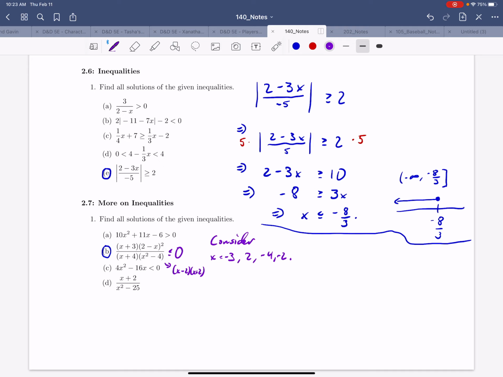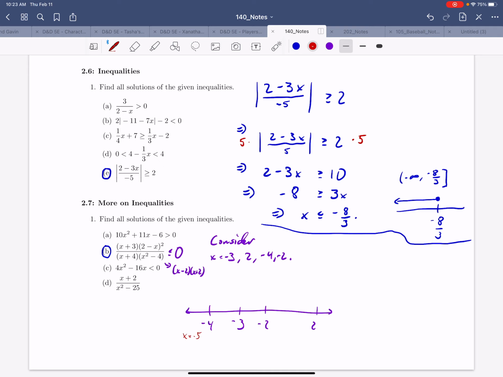So now we're going to draw our number line. We're going to mark these values. So we've got negative 4, negative 3, negative 2, positive 2. Again, they don't need to be to scale. And we're just going to plug in a value in each interval. Okay, so let x equal negative 5. What's that going to do?